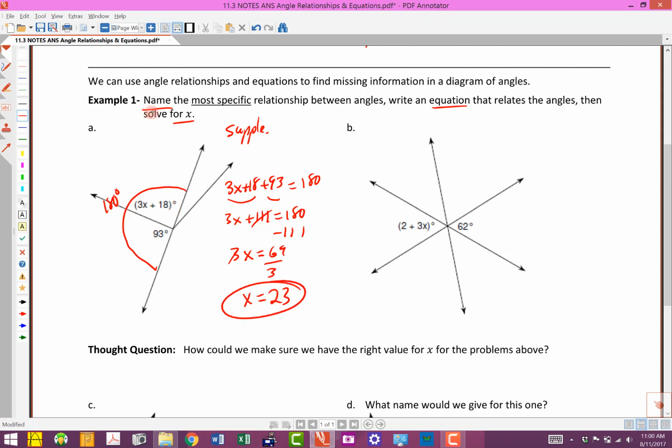So we named it, with the most specific name we could. We came up with an equation and we solved for x. We're done. Okay? So we named it, there's the equation and there's the answer. So that's what we're looking for in each one of these. Now let's take a look at this next one right here.